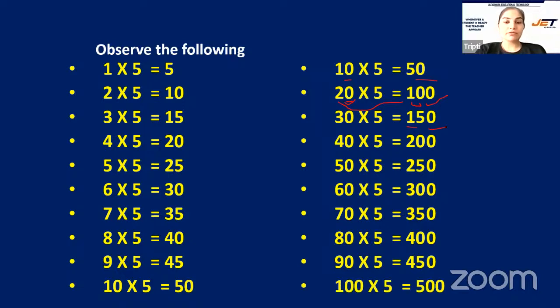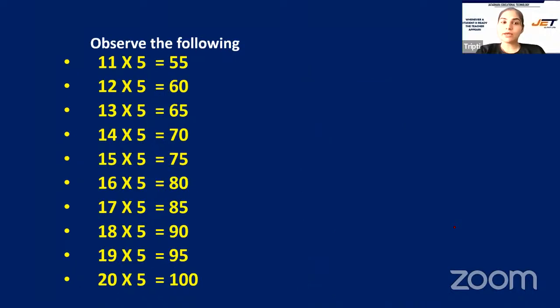90 times 5 is 450. And 100 times 5 is 500. Look, 1 times 5 is 5, and there are two zeros along with the 1. That makes it 100. So 2 zeros here along with 5 makes it 500.